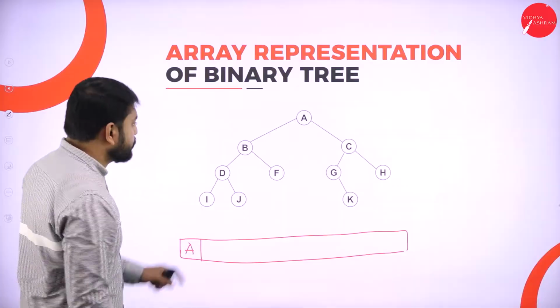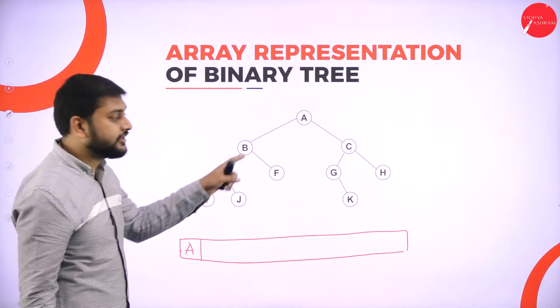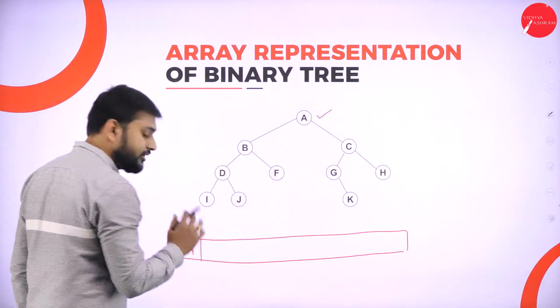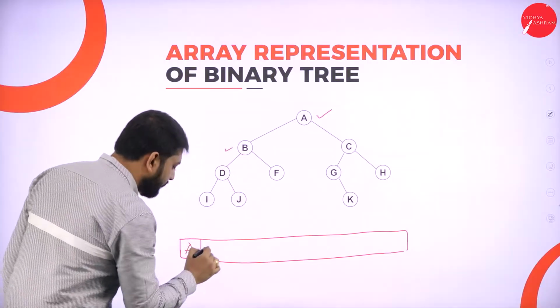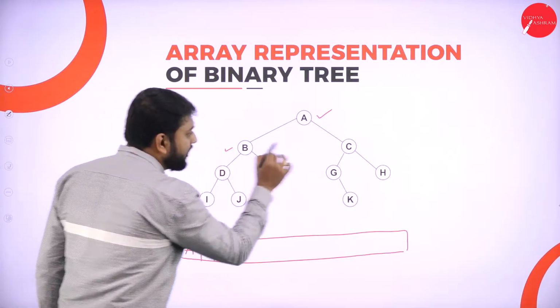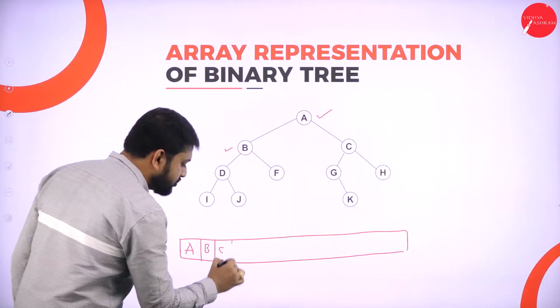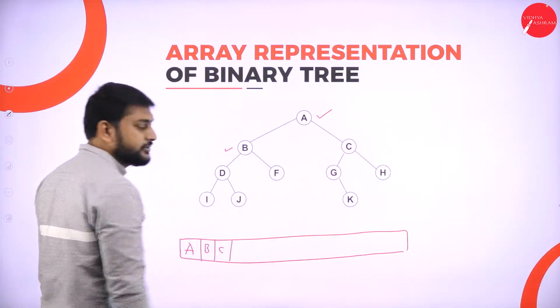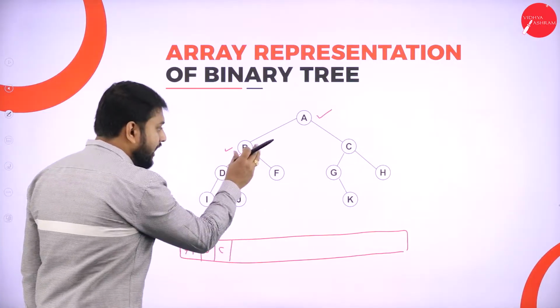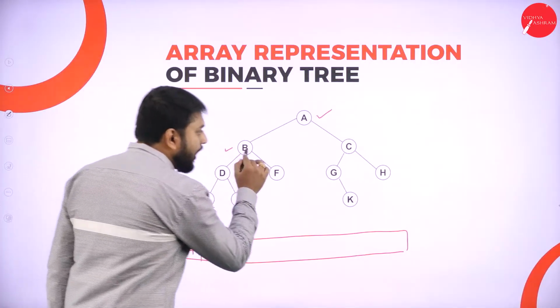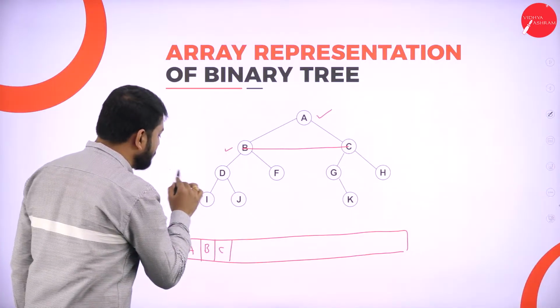I've written that. After that, I have to consider the next level. This level is done. I have written A. So the next level is B. Let me just write B. Then in the same level, I have C. Let me write C. I'm done with B and C. Next, I will come to this part. So this part is done.